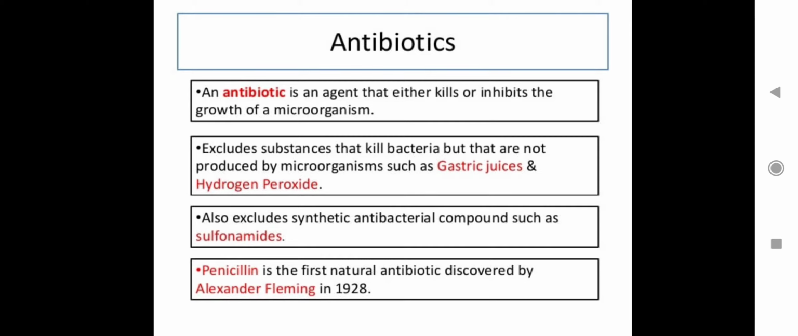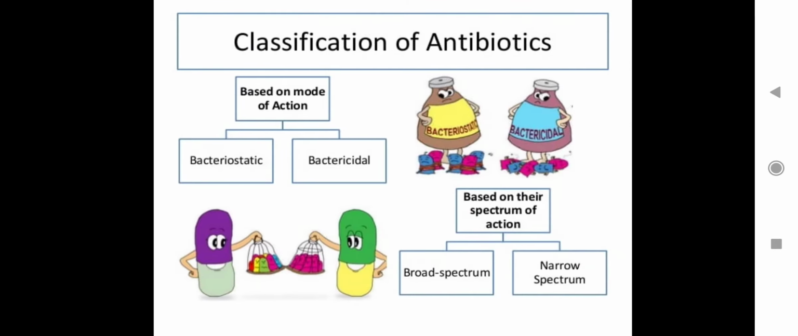An antibiotic is an agent that either kills or inhibits the growth of microorganisms. The antibiotic excludes substances that kill bacteria but are not produced by microorganisms, such as gastric juice and hydrogen peroxide. They also exclude synthetic antibacterial compounds such as sulfonamides. Penicillin is the first antibiotic, discovered by Alexander Fleming.